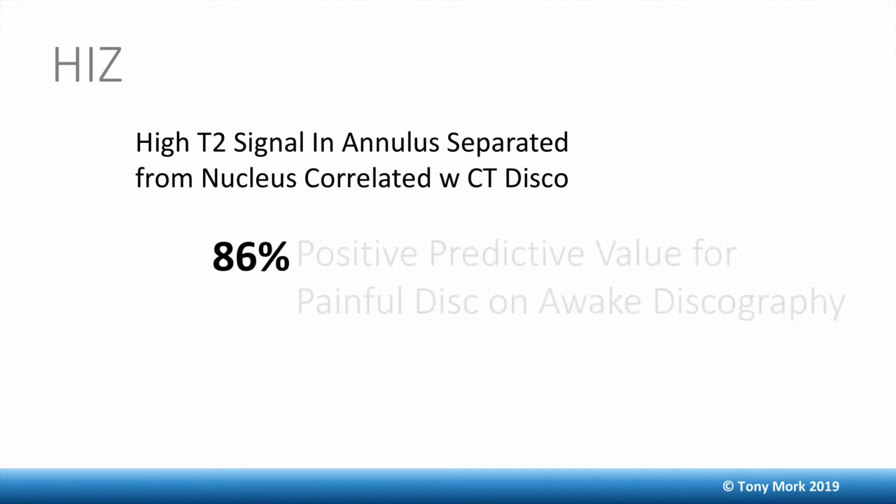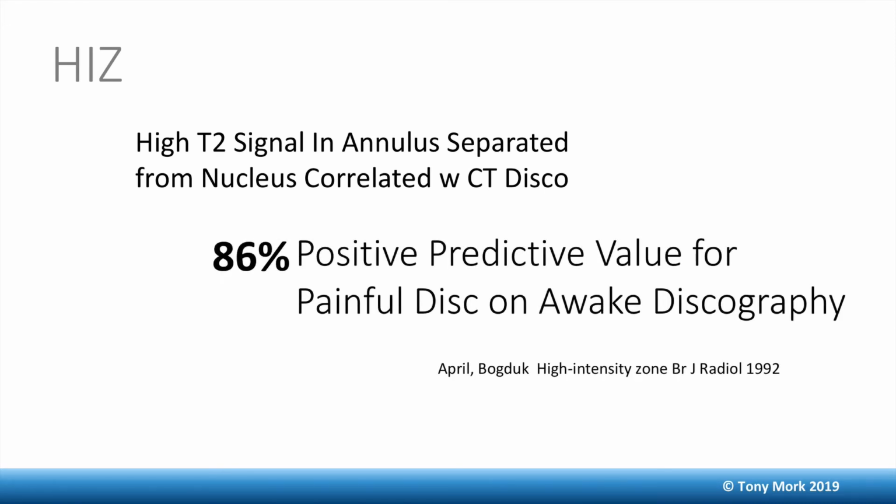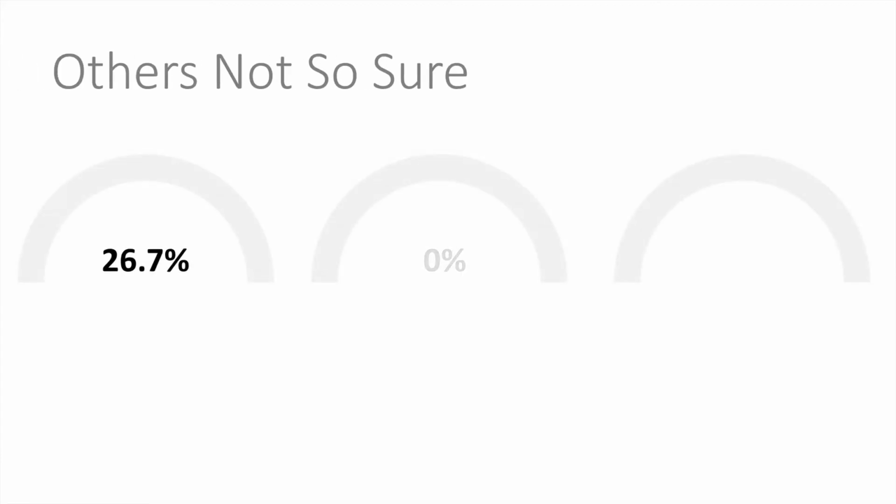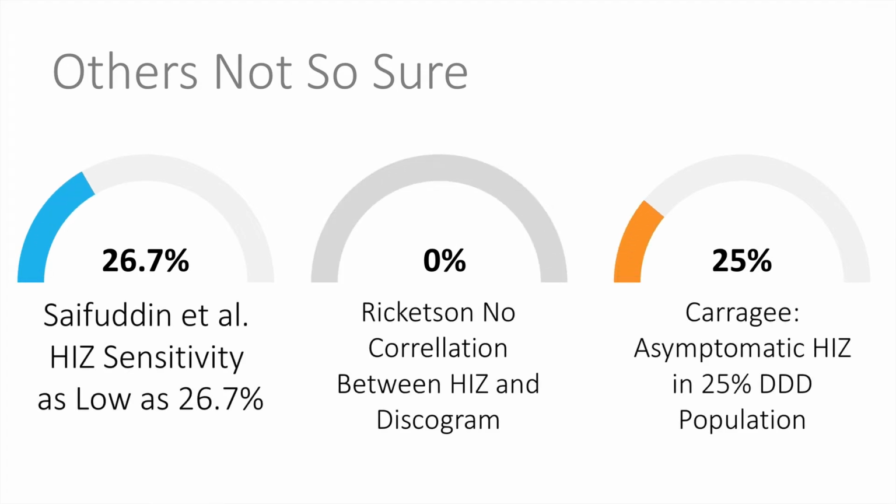The high intensity zone is a high T2 signal. There's a little white dot we saw on some of the previous films, and although initially it was supposed to correlate or give a good predictive value for a painful disc on awake discography, other investigators were not so sure. The original ones were very certain about it, but others could not really correlate the high intensity zone, which is easy to see on an MRI scan, with a painful disc.